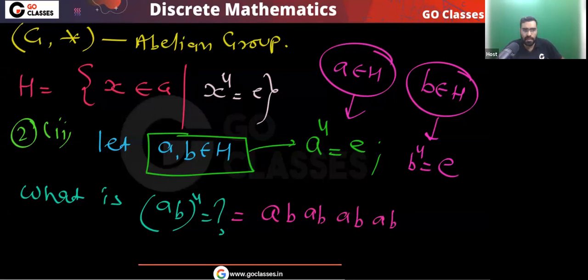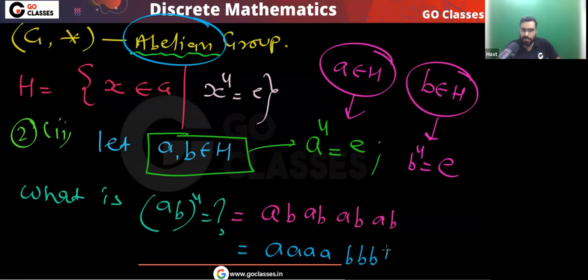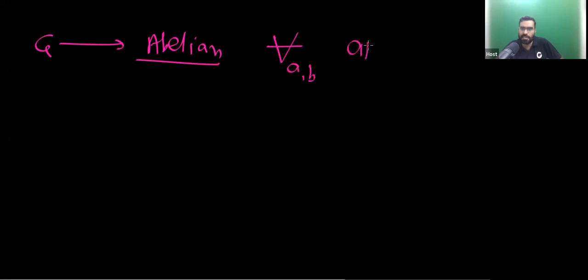Now you tell me, what should I do next? Remember, this is an abelian group. If the group is abelian, can I write it like this: A, B, B, B, B? Can I write like this? Because remember, your group G is abelian. Abelian means that for all A comma B, AB is equal to BA.